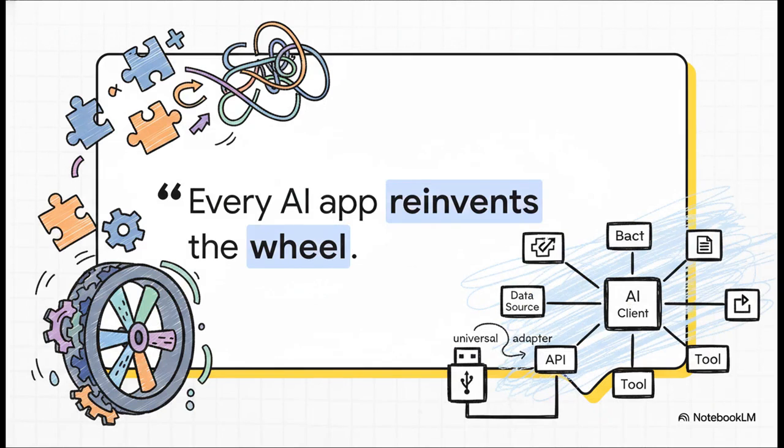For every new tool you want your AI to use, whether it's something common like Google Drive or Slack or your own internal database, you're back to square one, building a whole new integration from scratch. It is so inefficient, and it just grinds innovation to a halt.